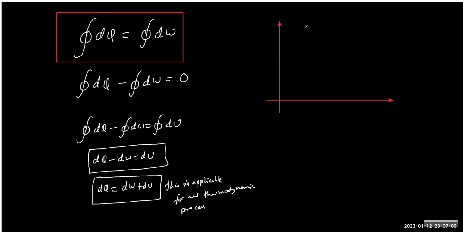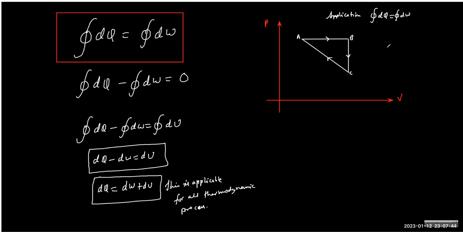For that, you should know the process itself. Let's say I draw a PV graph. Look at this graph. You go from A to B, from B to C, and from C to A. We all know that A to B is which process? Isobaric. Very good. So we all know A to B is isobaric.